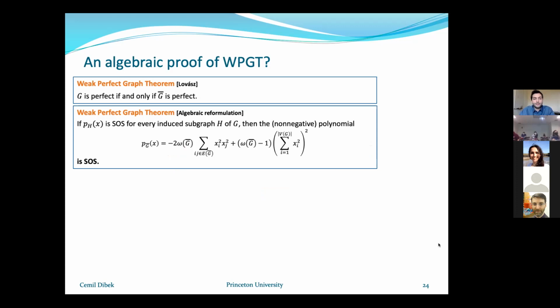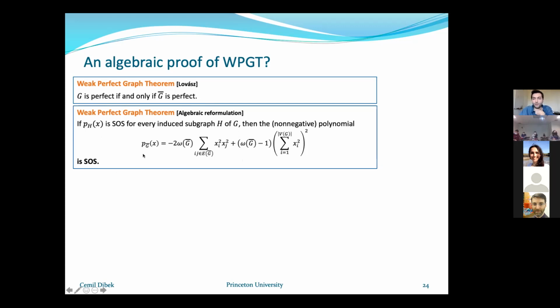It simply says that if a graph is perfect, then its complement is perfect. This was proved by Lovász in 1972, and there are several different proofs in the literature right now. But it would be nice to give an algebraic proof. So here is an algebraic reformulation of this theorem. If PHX is SOS for every induced subgraph H of G, this simply says that G is perfect. If G is perfect, then this polynomial, which is known to be non-negative, is SOS.